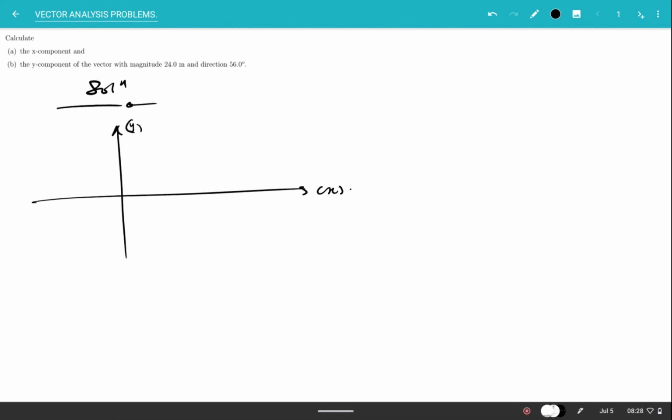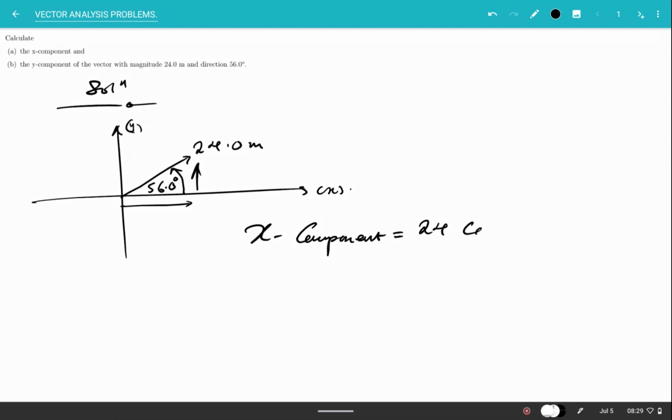So let's assume the vector has the magnitude of 24.0 meters, and its direction is from the positive x-axis. So this is 56.0 degrees. Now to resolve this, we just have to move in the positive x and then in the positive y. So as you move in the x, you have the x component. So the x component will be the magnitude 24 times cos 56.